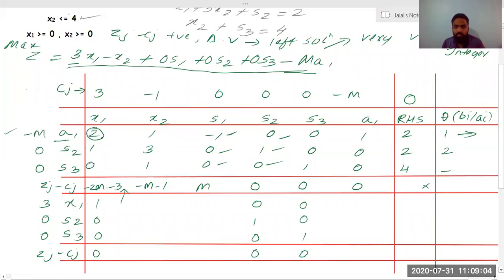So 2 has to be divided by 2. 2 by 2 is 1. It is already written. Then 1 divided by 2 will be 1 by 2. Minus 1 divided by 2 will be minus 1 by 2. 0 by 2 is 0. 0 by 2 is 0. 1 by 2 is 1 by 2. 2 by 2 will be 1.